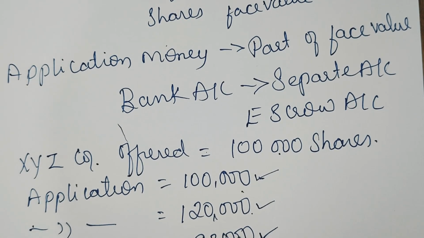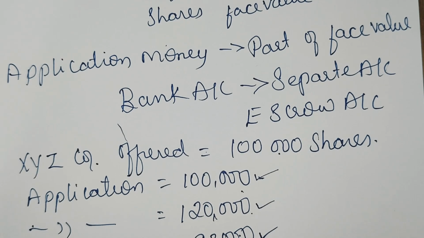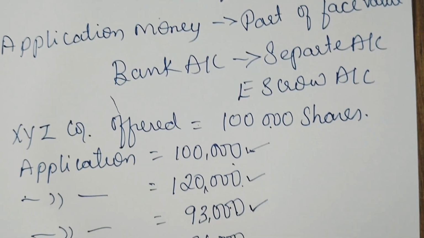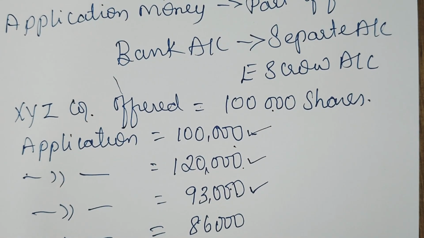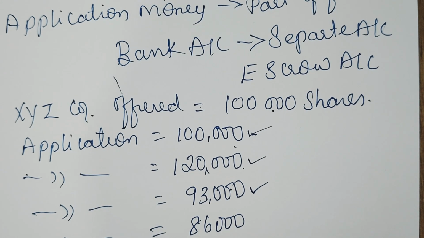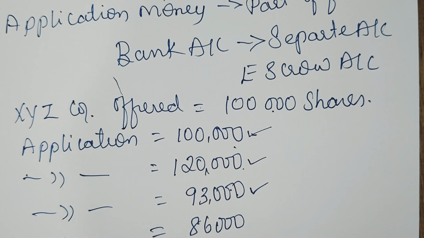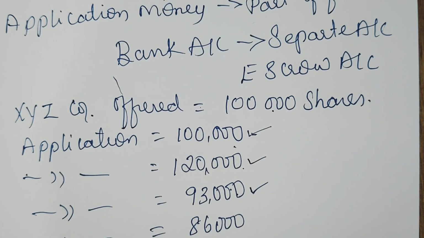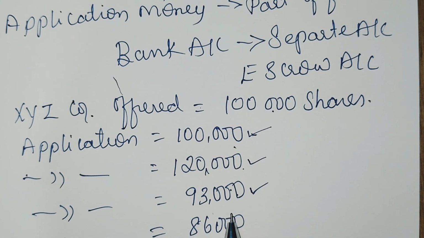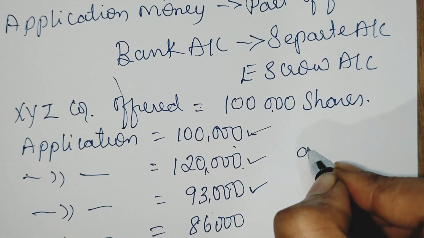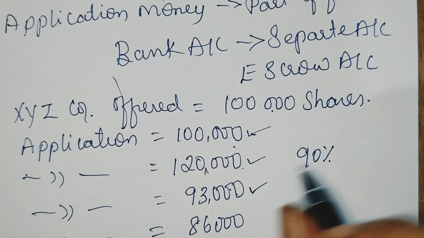We need to meet our minimum subscription. What is minimum subscription? If the number of applications received by the company is less than the shares offered for subscription, we need to verify whether it is meeting the minimum subscription or not. Minimum subscription means 90% of the issued.